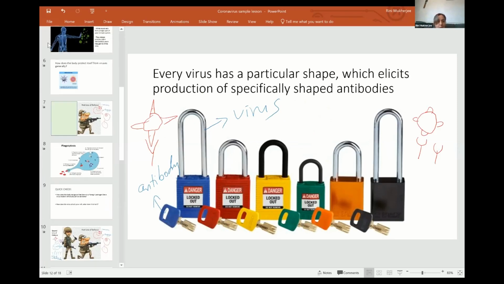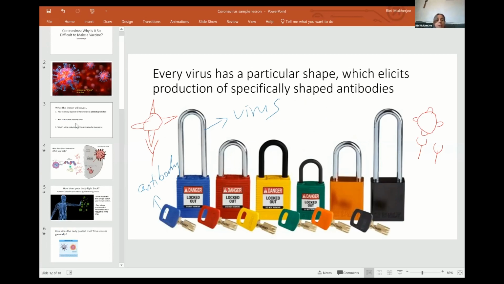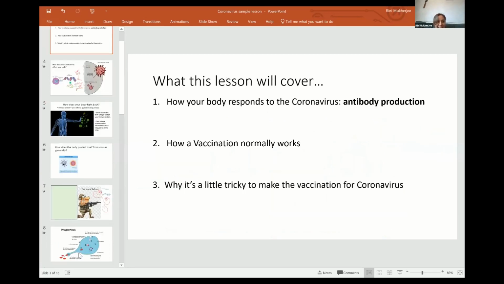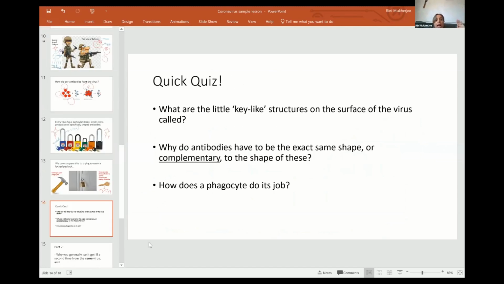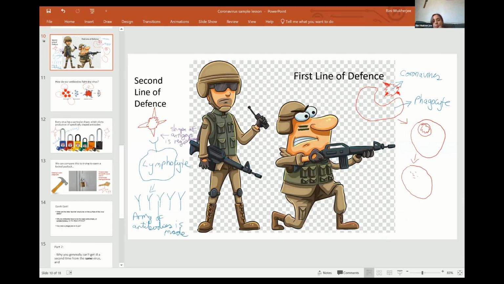And finally, the last one. Sorry, wrong slide. Where was it? There. Yes, so how does the phagocyte do its job? Well done to those of you who said that the phagocyte cell surface membrane will surround the virus and then take it into itself, and then its hydrolytic enzymes or digestive enzymes within its lysosomes will digest it. Now I'm just going to check the chat.